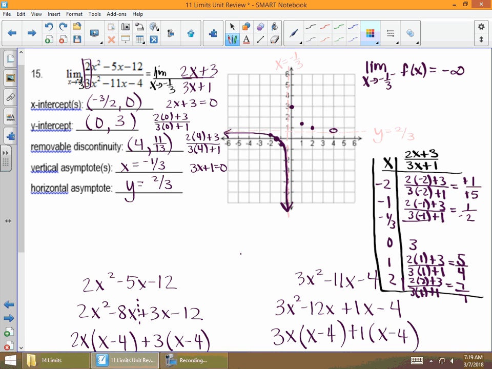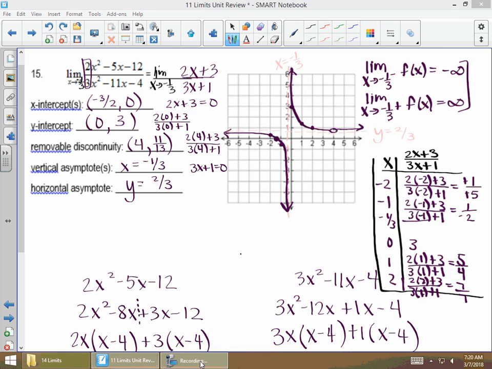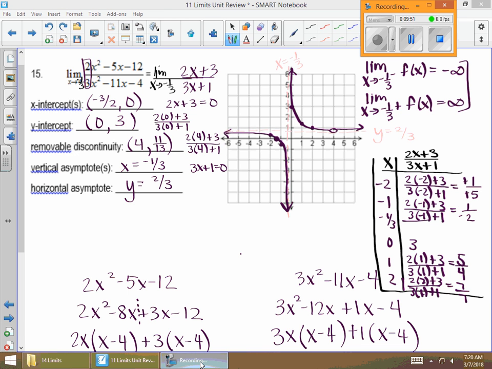And there you can see from the right, we're definitely increasing. I could definitely tell that from our y-intercept and where the removable discontinuity was, but it's nice to have those points in the middle just to round out your curve. So the limit as x approaches -1/3 from the right of f of x is positive infinity. So that two-sided limit does not exist because our limits do not match and our limits are infinite. All right, that's number 15.